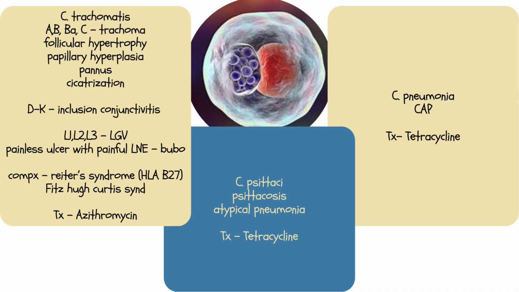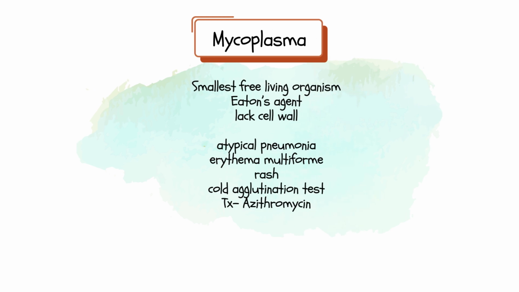So that was chlamydia. Coming to mycoplasma, it is the smallest free-living organism. It is also called Eaton's agent. It lacks a cell wall, and it is one of the causative organisms for atypical pneumonia. It can cause erythema multiforme, it can cause rash, and one of the key features given in the question will be that the cold agglutination test is positive.